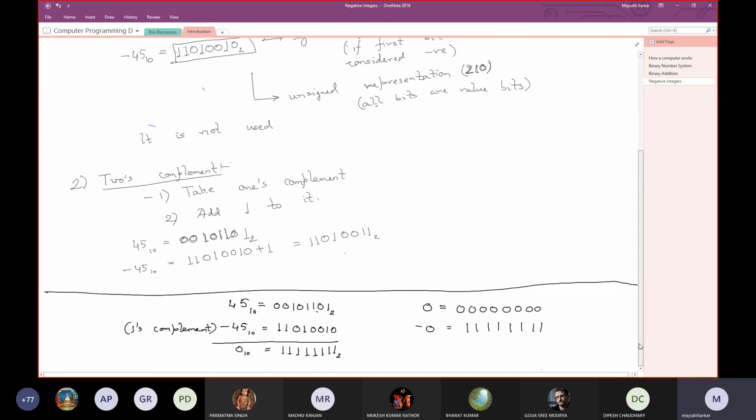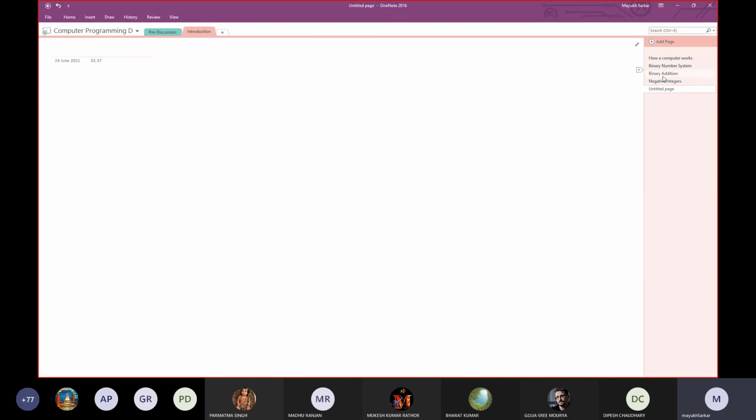It cannot have the same, unified representation for 0, and this problem builds up as we perform more addition and more arithmetic operations within the computer. So that's where two's complement numbers come as a savior. Let me show you. Let me add another page.